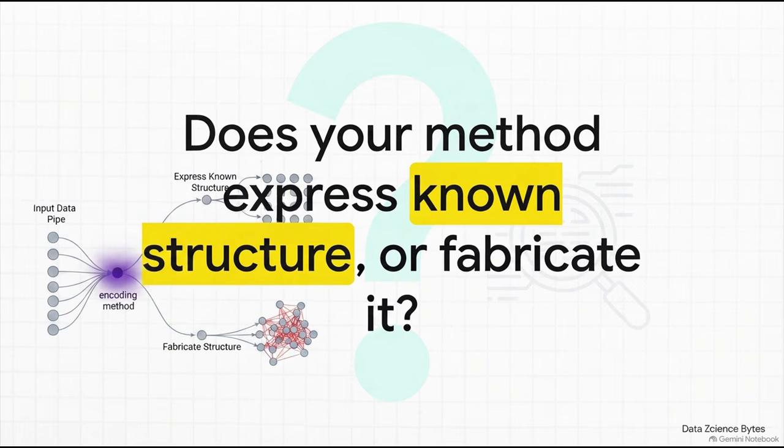Which leaves us with this final, somewhat provocative question. Does your current encoding method genuinely express a known structure, or is it secretly fabricating a mathematical structure that isn't really there? I highly encourage you to go audit your own data pipelines with this exact question in mind, just to make sure your models are learning from reality and not from artificial artifacts.